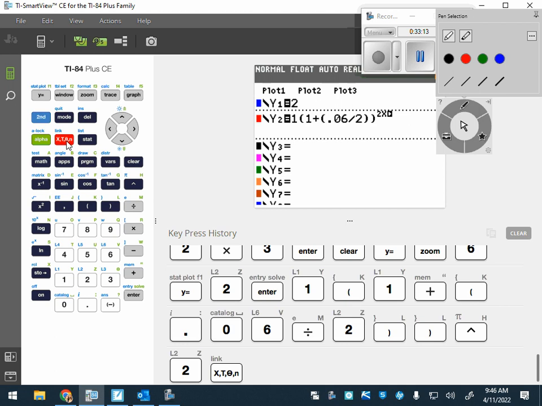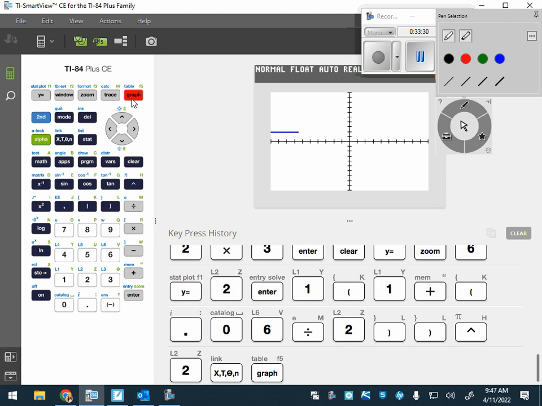Zoom 6. It's the standard screen. You have to see the graphs first. Both graphs. So if I hit graph, this is what I see. We're almost there, just not quite. What needs to be adjusted?